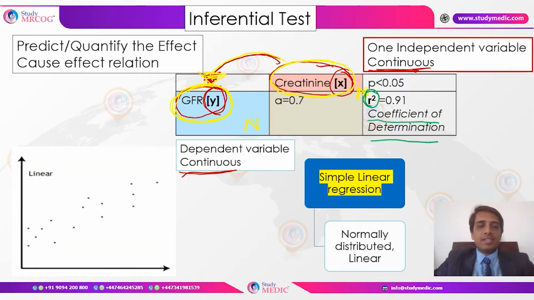So you can see in the scatter plot here, we get an equation which represents the mathematical correlation of the straight line between the dependent and independent variables.